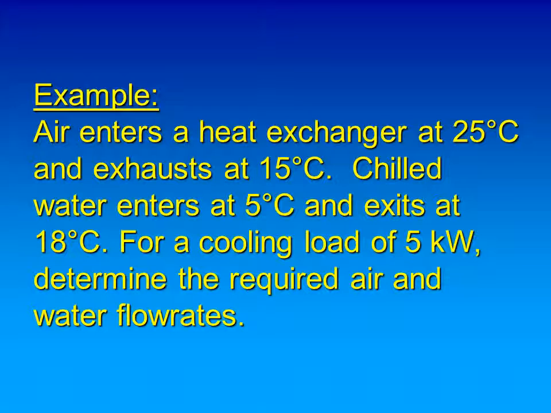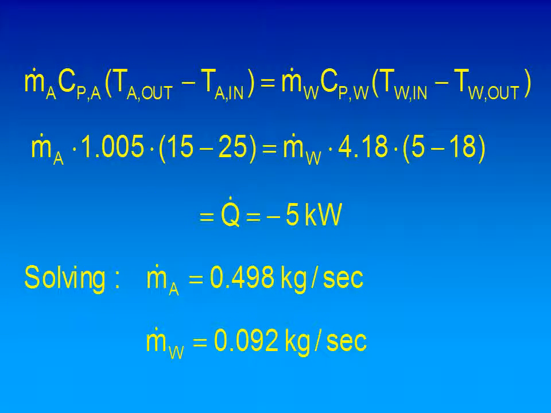Let's take an example. Air enters the heat exchanger at 25 degrees C and exits at 15 degrees. Chilled water enters at 5 degrees and exits at 18 degrees. Interesting, you have the water actually leaving hotter than the air is leaving. The only way to do this is to have some sort of countercurrent situation, and I'll diagram that for you. For a cooling load of 5 kilowatts, determine the required air and water flow rates. So these are the sorts of problems I'd like you to be able to do.